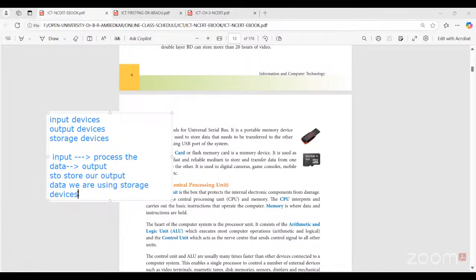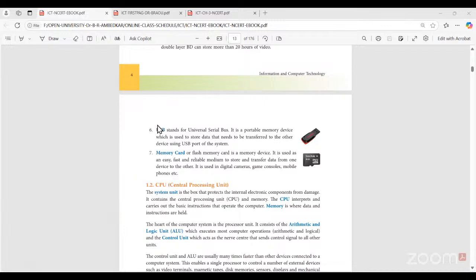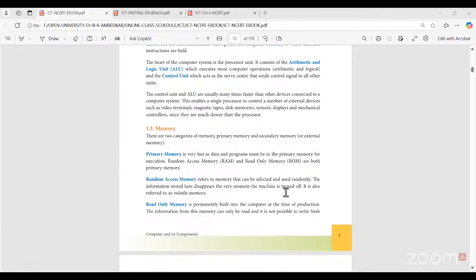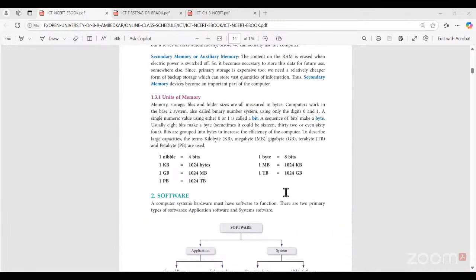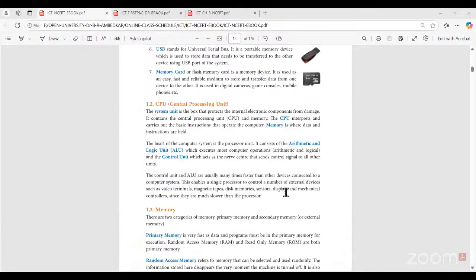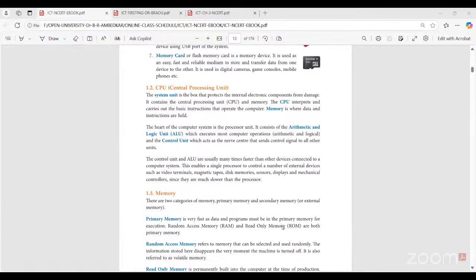I hope you understood until now. Yes, sir. Yeah, we'll next move on to memory, CPU. Now we understood, till now we understood.